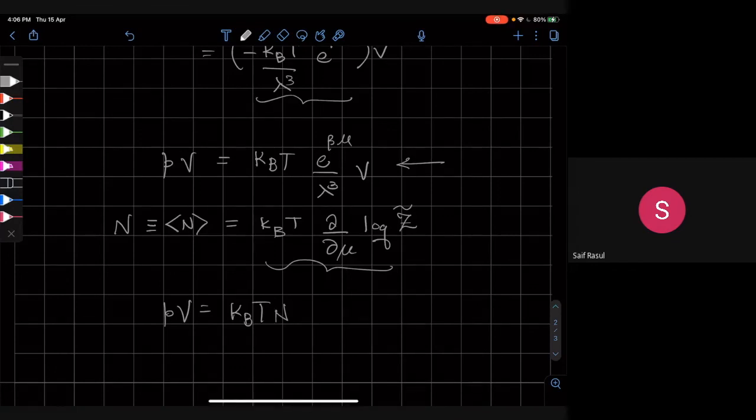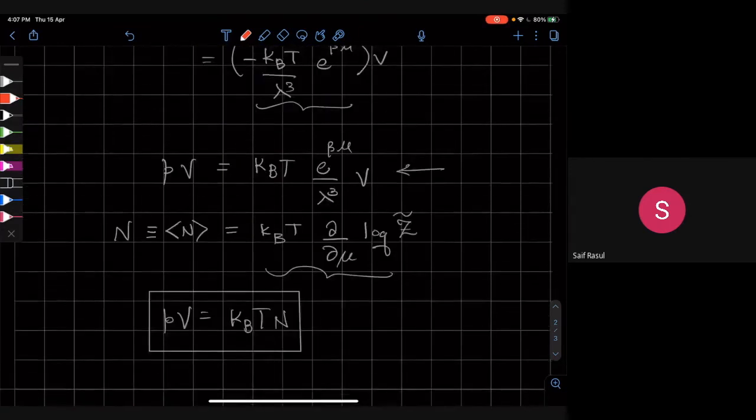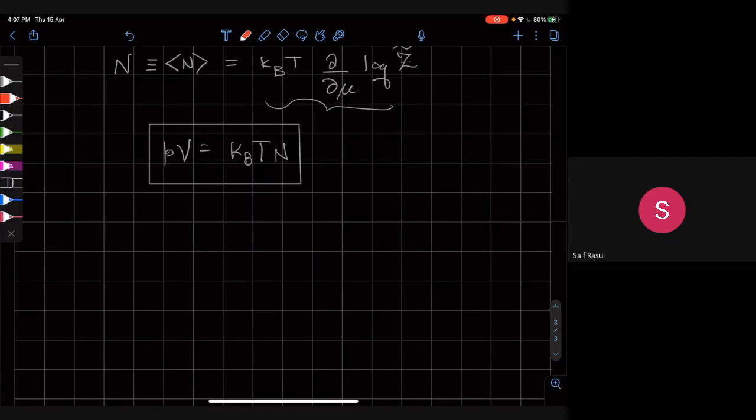So we see that the grand canonical ensemble also gives rise to the same ideal gas law as we derived using the canonical ensemble. Which should make sense, right? Because all we are looking at is a subvolume of our ideal gas, and we are still in the classical regime. This volume is not so small that quantum effects should be kicking in. So we should expect the same result, and we do. Okay?